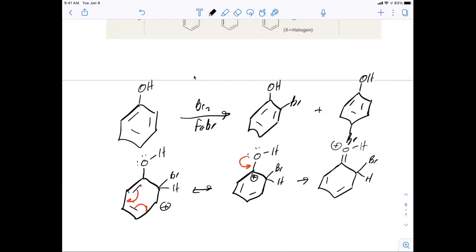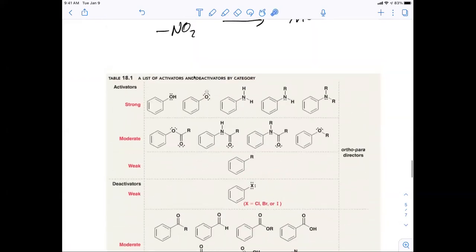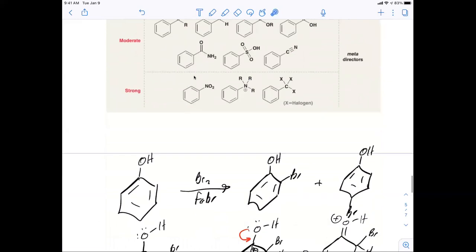So if we look at this, right, we get our positive, right? That's the ortho position. And then we can delocalize to get this very stabilized species, right? So if we go up here, the oxygen has a lone pair, oxygen has a lone pair, nitrogen, nitrogen, nitrogen, right? So they're all doing the same thing.